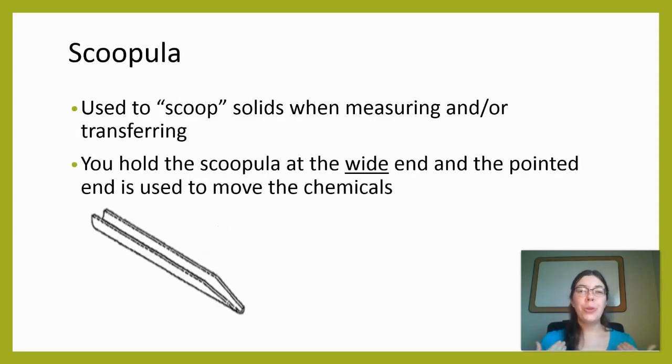So next we have the scoopula. Yes, it's kind of a silly name, but it is used to scoop or transfer solids from one area to another. So this is really helpful when you're measuring out how much of a solid you need. Now with the scoopula, you're always going to hold it at the wide end. And the pointed end is what you're using to scoop or move the chemicals around. So the pointed end, we do not touch. The wide end is where we hold. The narrow, pointed end is where we are moving the chemicals.